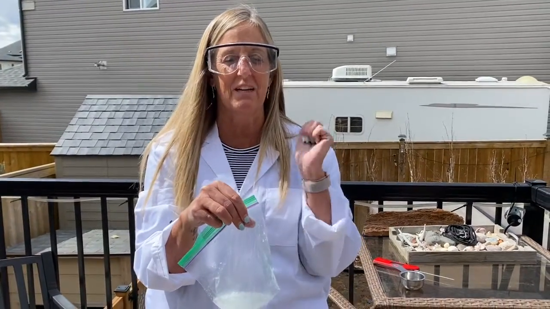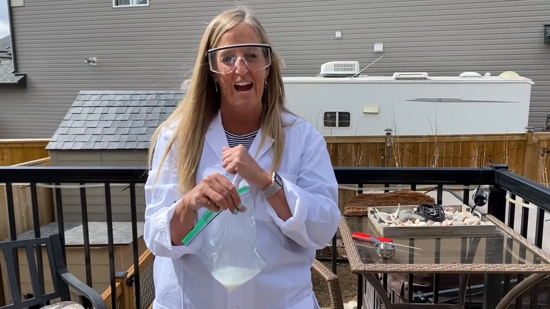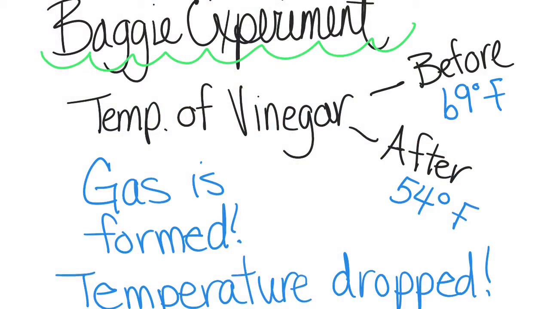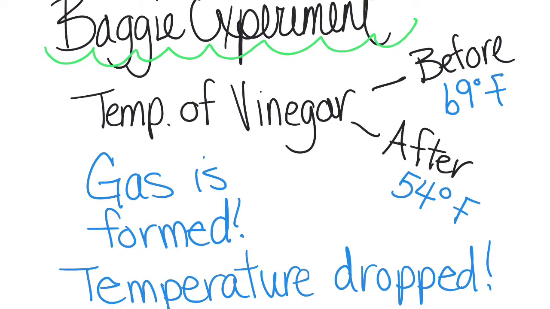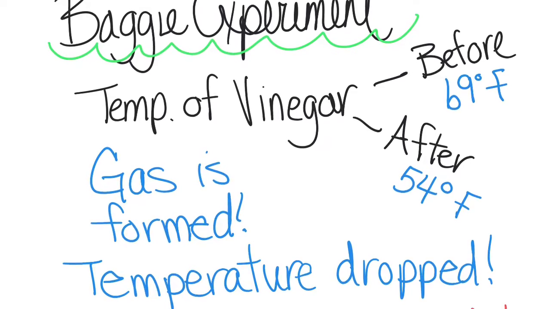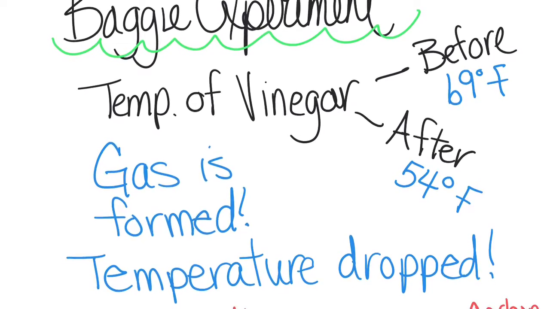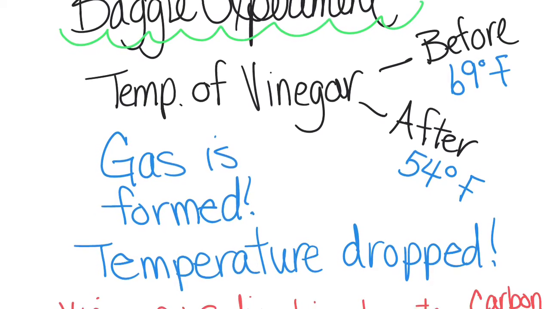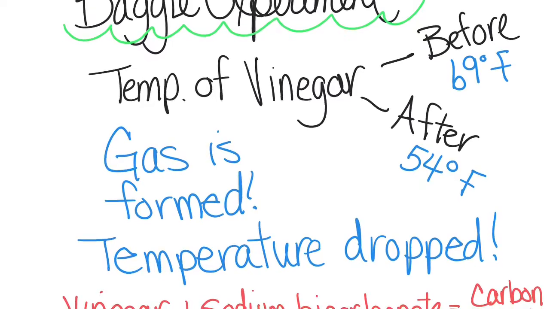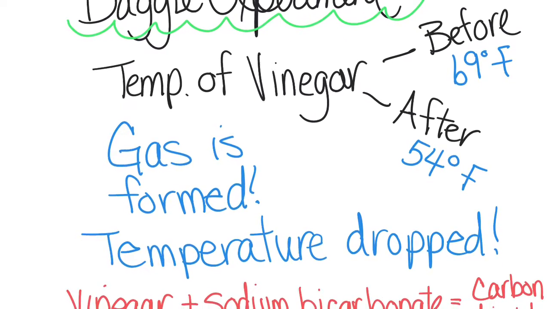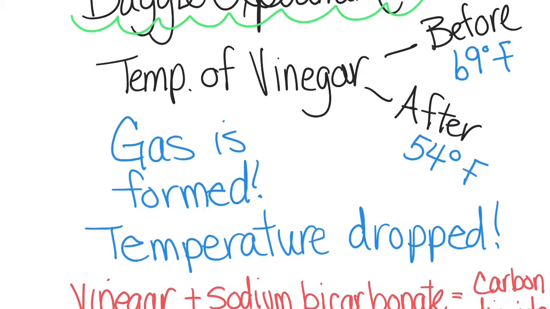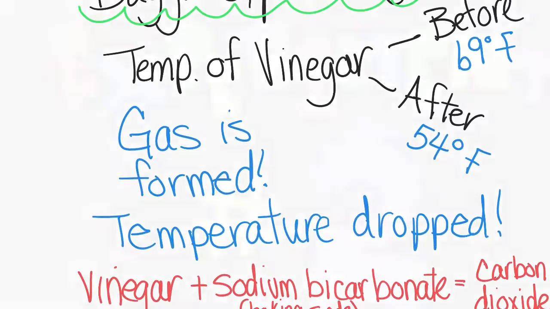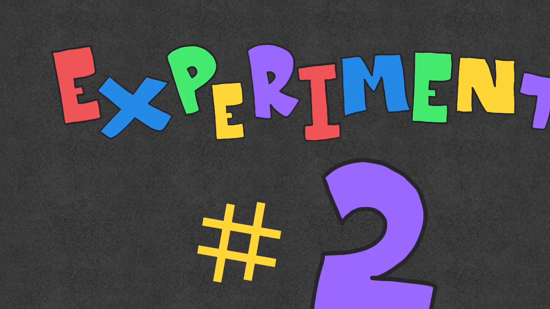What is the difference between a chemical reaction and a physical reaction? So be tuned for all of my fun experiments to come. The baggie experiment is a great one to try at home. There was absolutely a chemical change happening there. We could see that the gas was formed, that it was actually CO2, carbon dioxide, that filled that bag. As I was holding it in my hands, I could actually feel the temperature drop, and it did drop. It went from 69 degrees to 54 degrees, and a new substance was created out of that. Let's go on to experiment number 2.